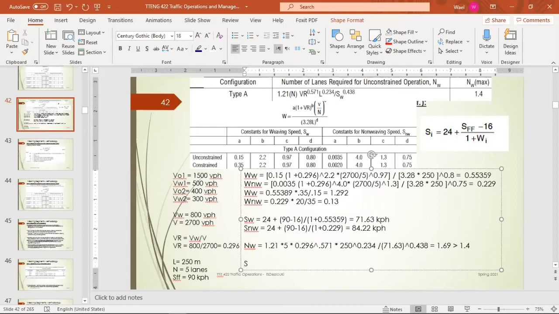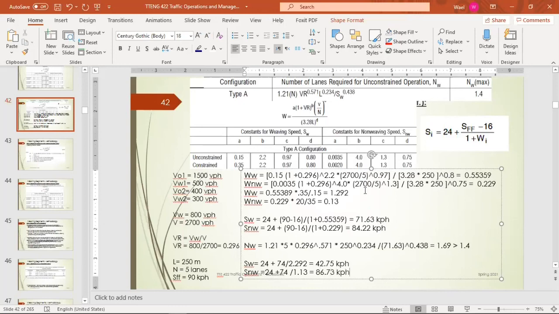So the new weaving speed will equal 24 plus 90 minus 16, that's 74, divided by 2.292, equal 42.75 kilometer per hour. The non-weaving speed equals 24 plus 74 divided by 1.13, which equals 86.72.